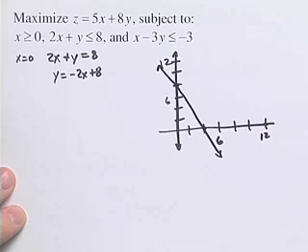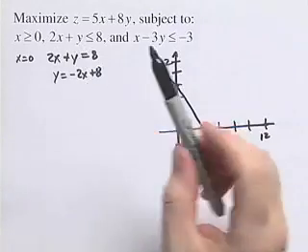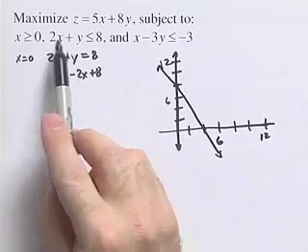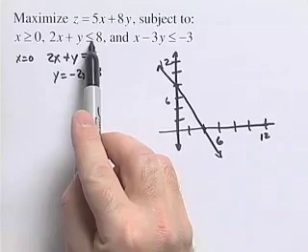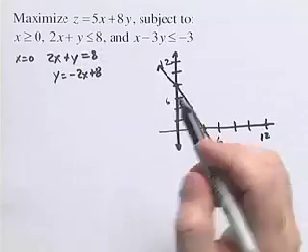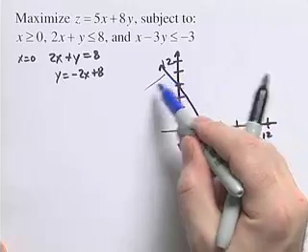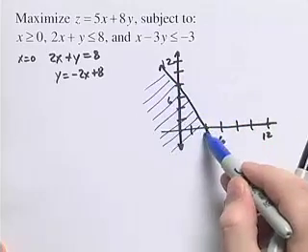And we're going to need to shade the half plane that satisfies this inequality. If we pick a test point, say the origin 0, 0, and put that into our inequality, we'll get 0 plus 0, that equals 0. 0 is less than or equal to 8. That's a true statement. So we're going to shade the half plane that is below our line. So we're going to shade this region right there.